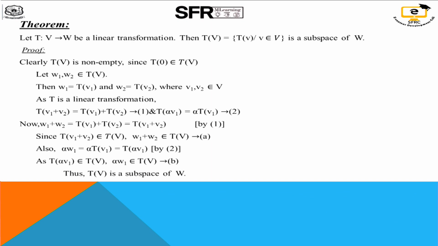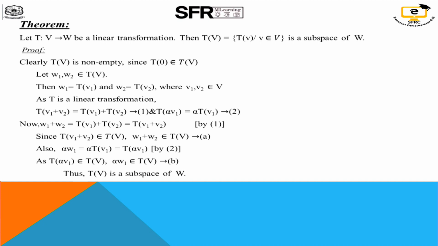Every element in T of V is of the form T of small v, where v belongs to capital V. Now we are taking w1 and w2 in T of capital V. So each element will be of the form w1 equal to T of small v1 and w2 equal to T of small v2. Here the hypothesis is that T is a linear transformation. So applying the hypothesis, by definition we get T of v1 plus v2 equal to T of v1 plus T of v2, and T of alpha v1 equal to alpha into T of v1.